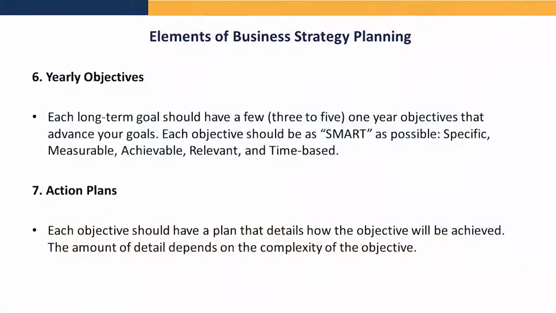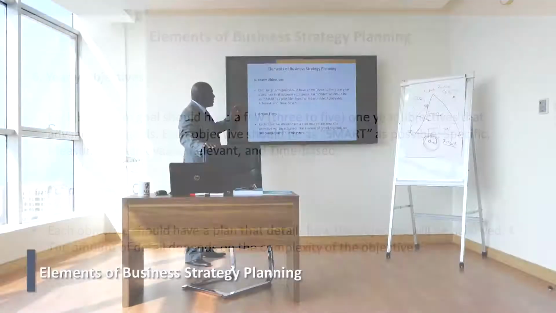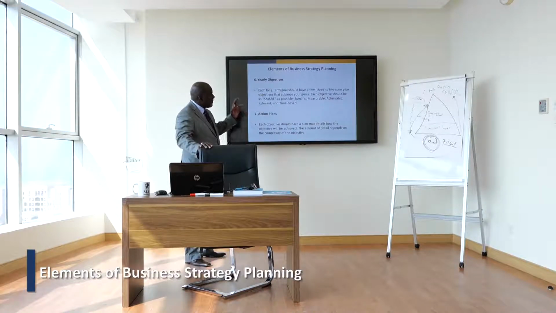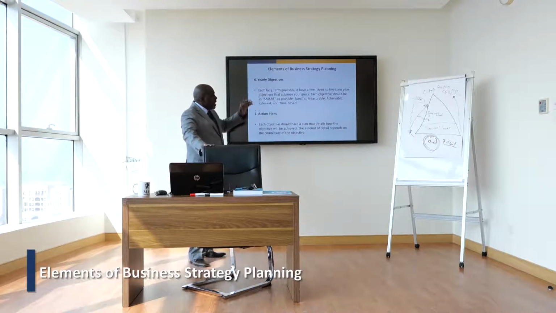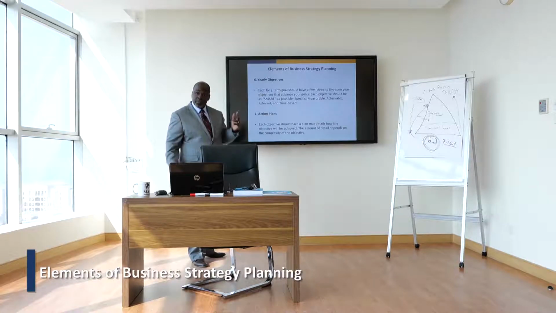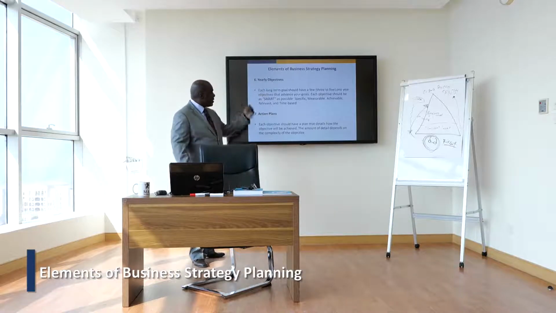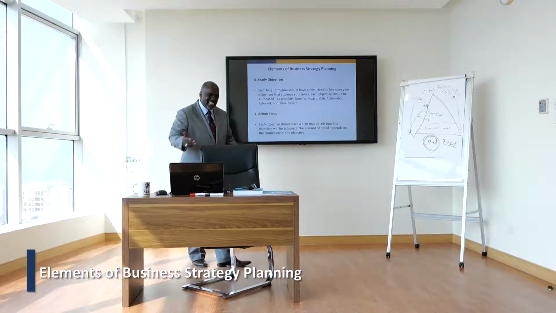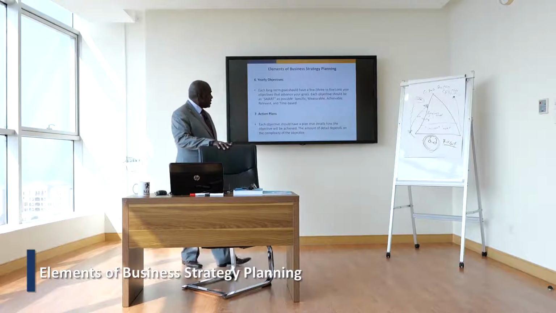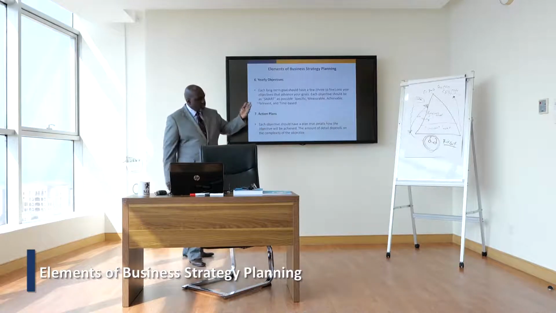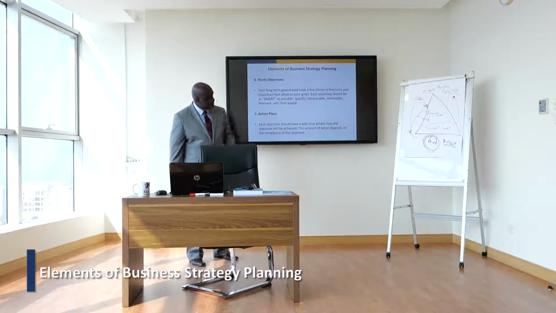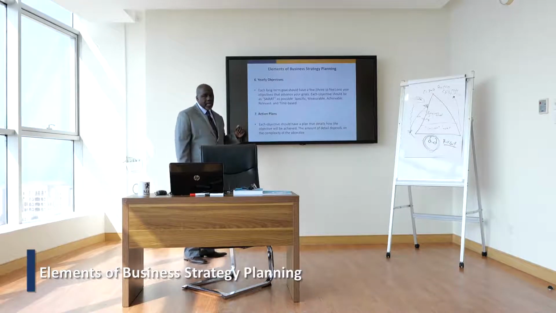Yearly objectives, and you know what this is if you work for an organization or have worked for an organization. These are things that you're going to be doing every year. Each long-term goal, here we are, 3 to 5 years, should have objectives, which are typically every year. And objectives should be SMART objectives. S stands for specific, M stands for measurable, A stands for achievable, R stands for relevant, and T stands for time-based, right?